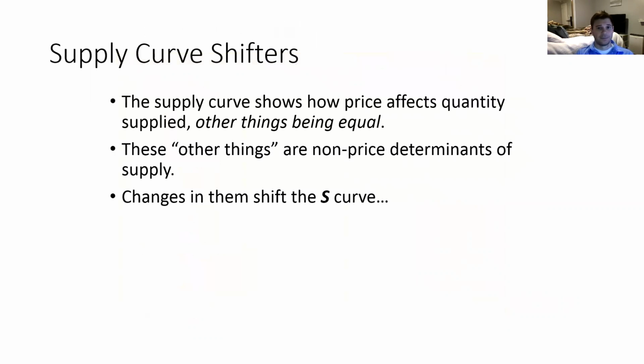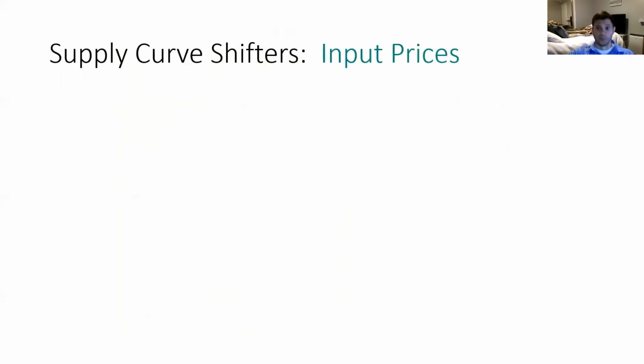Anything that makes things more costly to produce will result in us being able to afford to produce less, a leftward shift in the supply curve. And anything that reduces the cost of production, technological improvements, for example, will allow us to afford to produce more at any price level, causing a rightward shift in the supply curve. So the very first shifter here, again related to cost, is input prices.